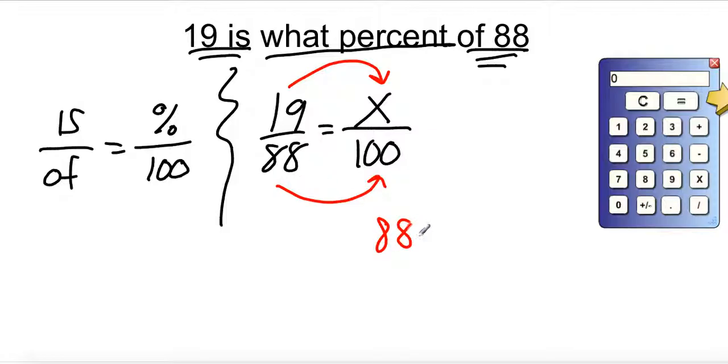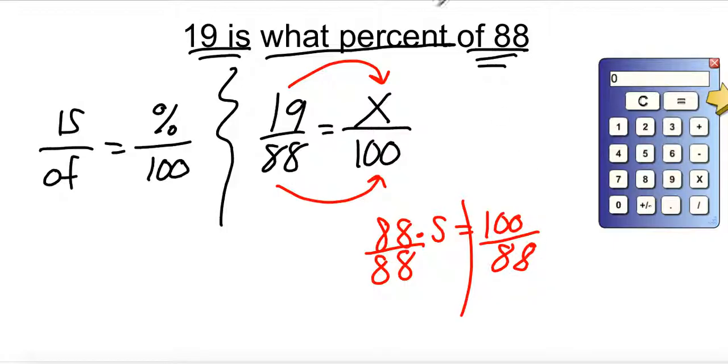88 times my scale factor equals 100, because I know I have to multiply 88 by something to get 100. I divide both sides by 88. And in this case, I'm going to see that I get a very strange scale factor. 100 divided by 88 equals, and you're going to get this long, crazy number. So s equals 1.136. And if you notice, it keeps repeating. So I'm just going to put the repeating symbol over the 3 and the 6.